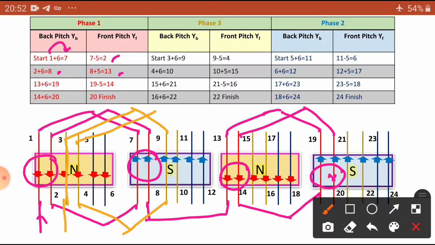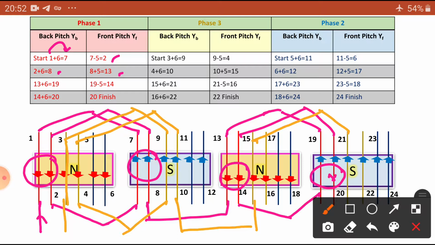10th. We are going to connect the 10th coil. This is the 10th. And 10 plus 5, we are going to connect, so another domain area here. So what is that one? 15th. So the 15th is connected to 21. Where is this one? This is the 21.